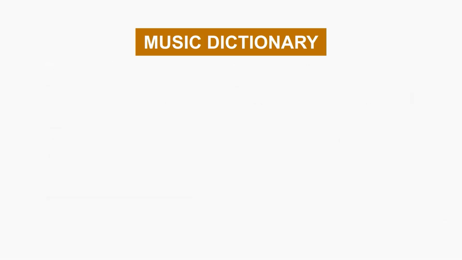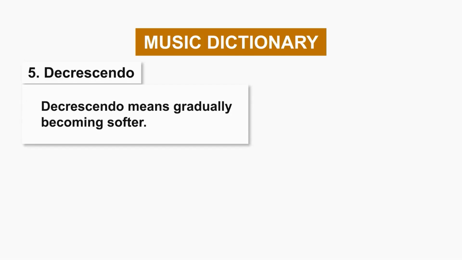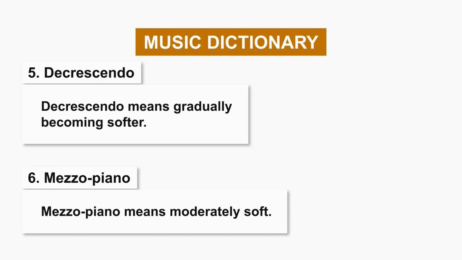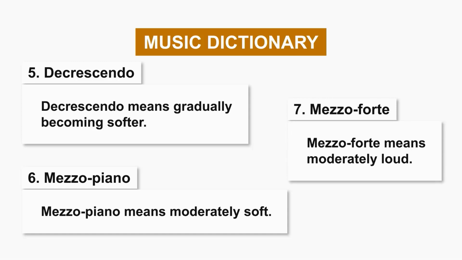Number five, decrescendo. Decrescendo means gradually becoming softer. Number six, mezzo piano. Mezzo piano means moderately soft. And number seven, mezzo forte. Mezzo forte means moderately loud.